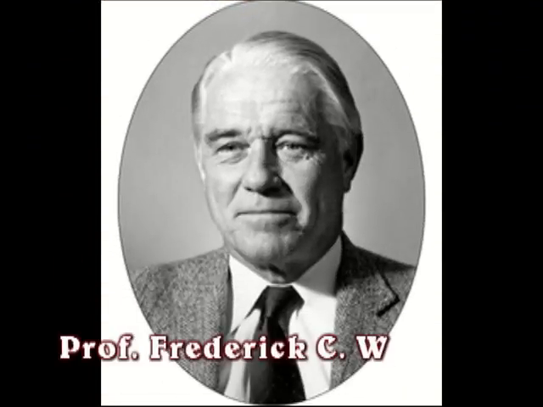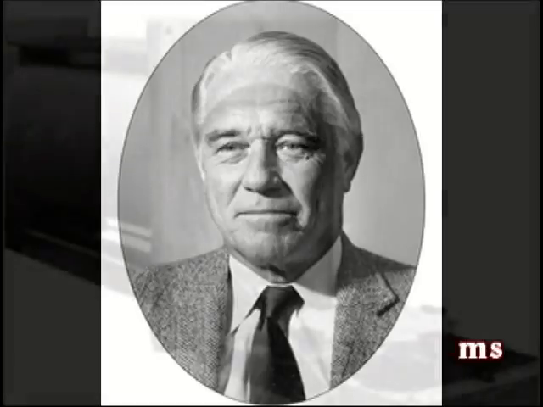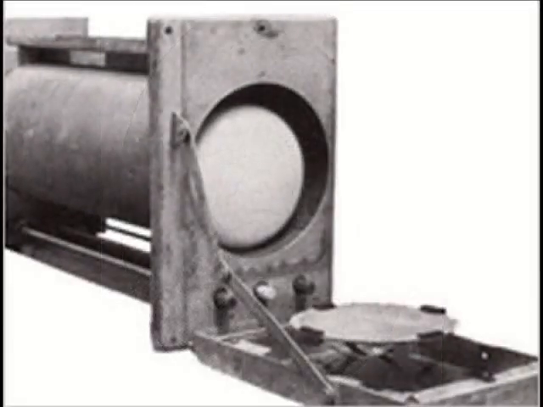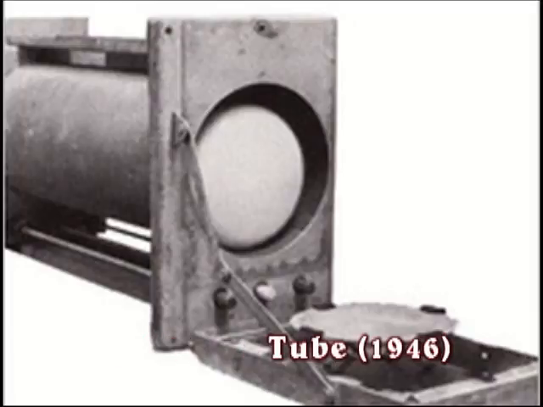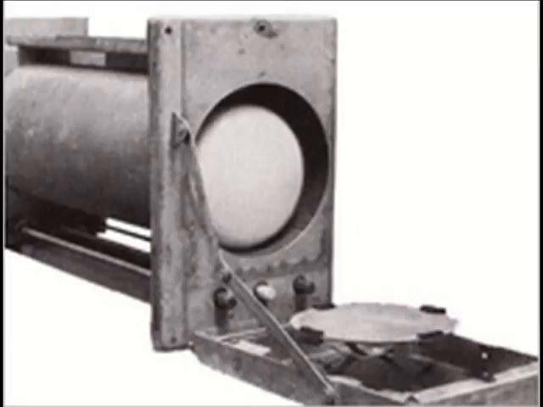Professor Frederick C. Williams and his colleagues developed the first random access computer memory at the University of Manchester, located in the United Kingdom. He used a series of electrostatic cathode ray tubes for digital storage. A storage of 1024 bits of information was successfully implemented in 1948.